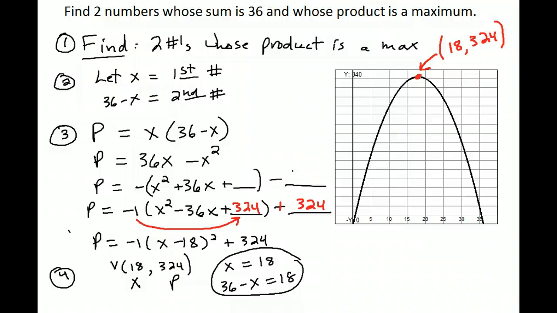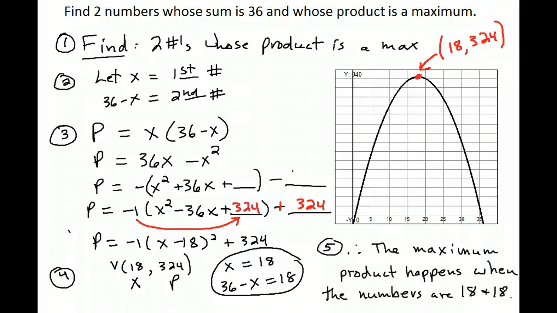Remember again that the 18 stands for x, my first number, and the 324 stands for my product. The 324 is the very highest point on that curve, so that's the maximum product, and it happens when my numbers are 18 and 18. So now I can write my conclusion. Therefore, the maximum product happens when the numbers are 18 and 18.